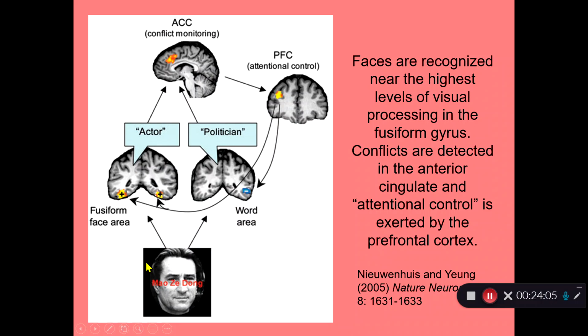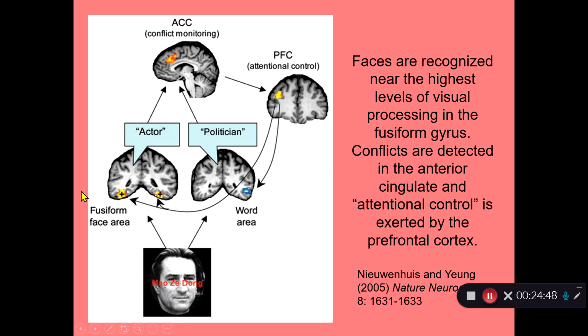What did they do? They generated a conflict by showing subjects a picture of an actor with the name of a politician. Well, they show them a picture and a name. And in non-conflict cases, the name matched the picture. But in conflict scenarios, the name was different from the picture. The name here is Mao Zedong, and the picture is one of Robert De Niro, the actor. Mao Zedong, the politician. Conflict. The face of the actor, Robert De Niro, activated the fusiform face area. The name activated the word area in probably Wernicke's area.